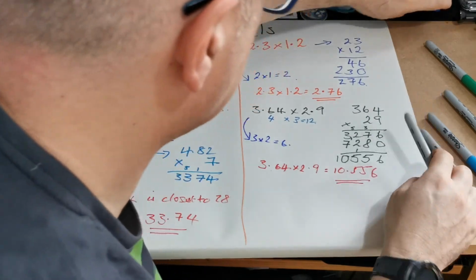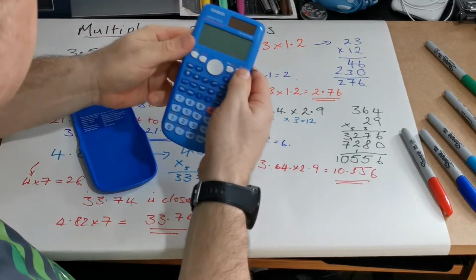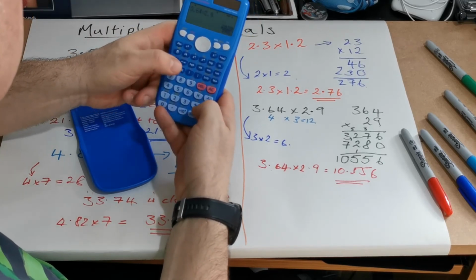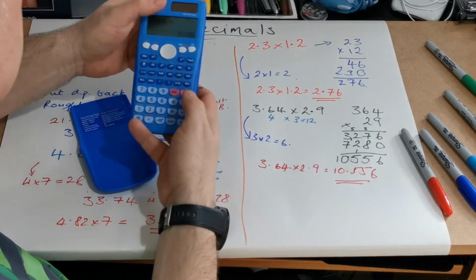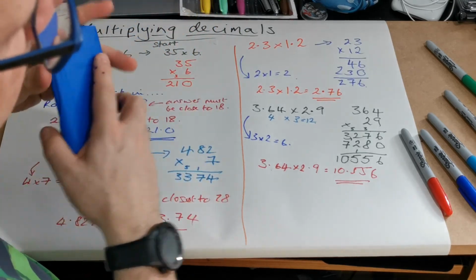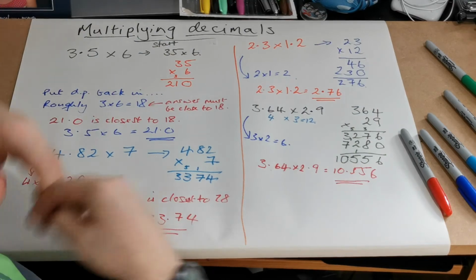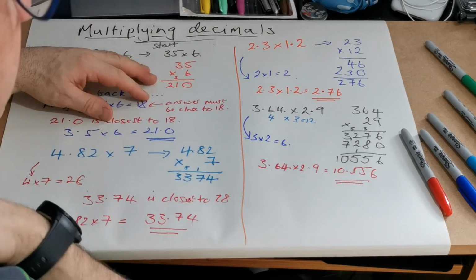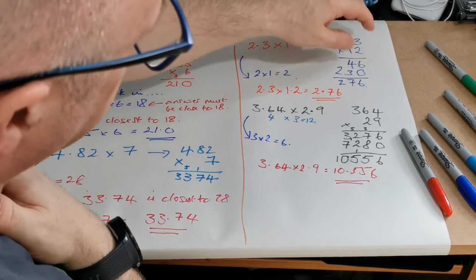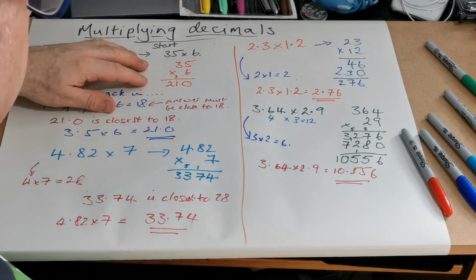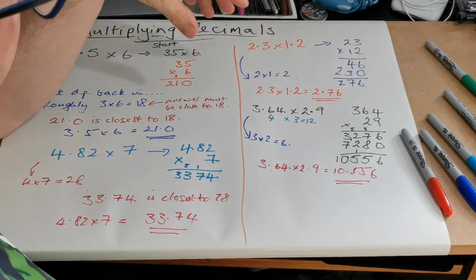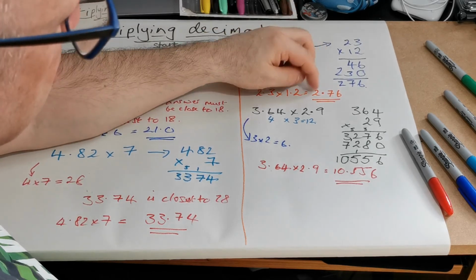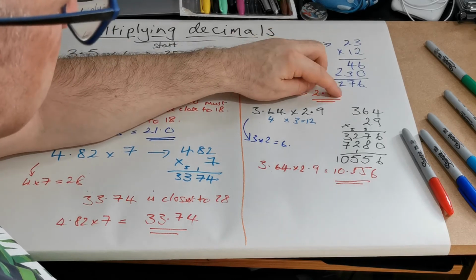And I just want to check that on my calculator, just so I've not made a complete fool of myself. 3.64 times 2.9 is 10.556. Good. So the idea is forget about the decimals for a start, and get a multiplication that you know is correct by using the methods that I know you're all really strong with, and then just think, okay, roughly where will I need to put it in? 2 times 1 is 2. Like I said, closest to 2, decimal point goes in at 2.76.